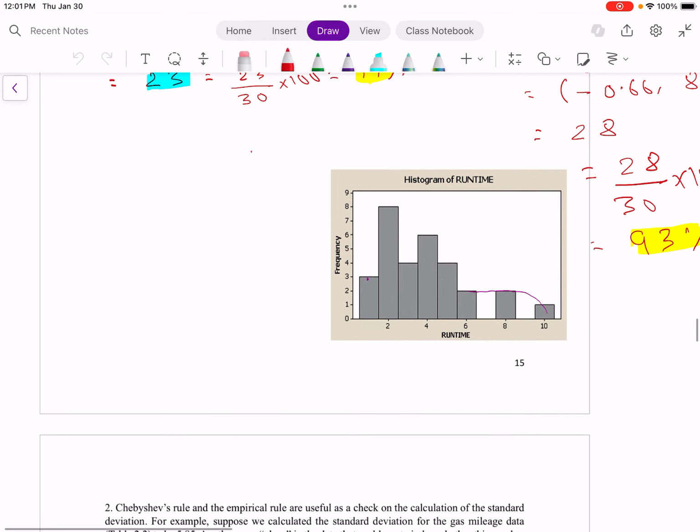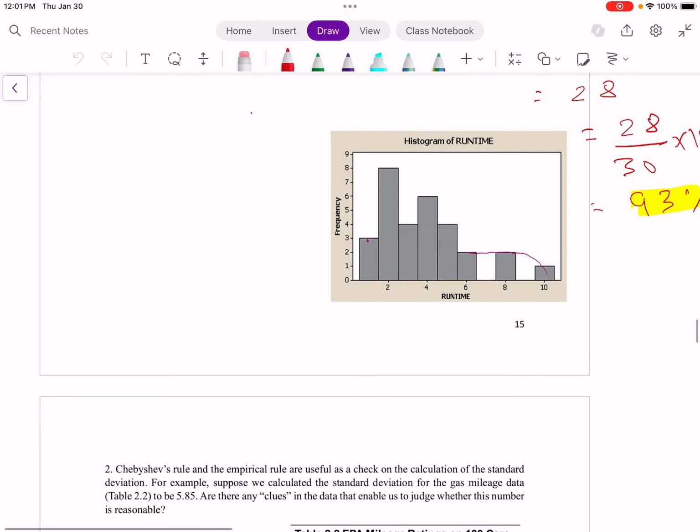Okay, who can tell me the goal of this section? Like, what are we trying to learn, or what are we trying to do in this section? What is our goal here? Okay, yes, so we are using mean and standard deviation to describe our data, right?